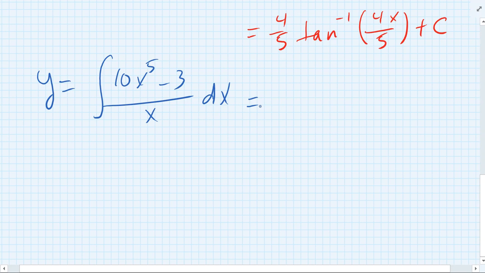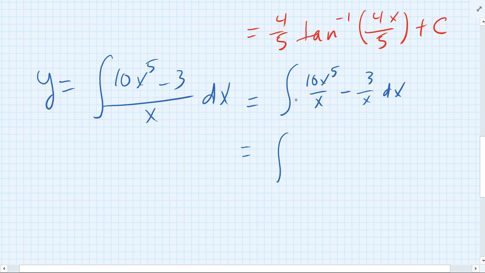Y'all know quotient rule. Are there two things on top and one on bottom? Now the two things on top separated by a plus or a minus. Then you can break this into two fractions, right? We did this with limits. We did this with derivatives. You have to do this with integrals. You have to do the algebra first. So this is going to become the integral of 10x to the 5th over x minus 3 over x dx. We're going to rewrite those.